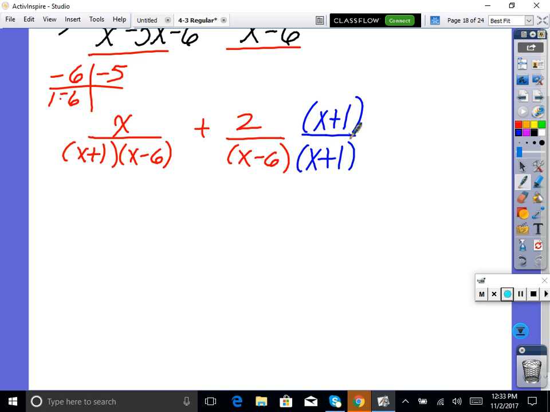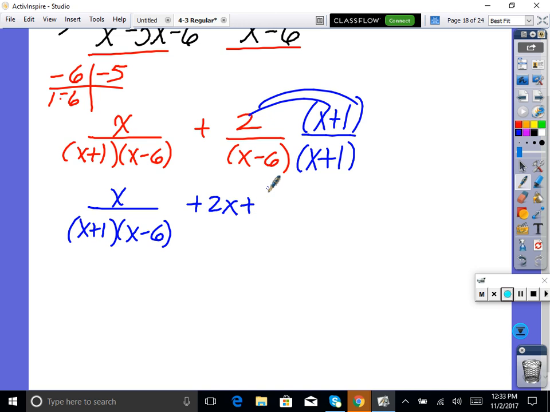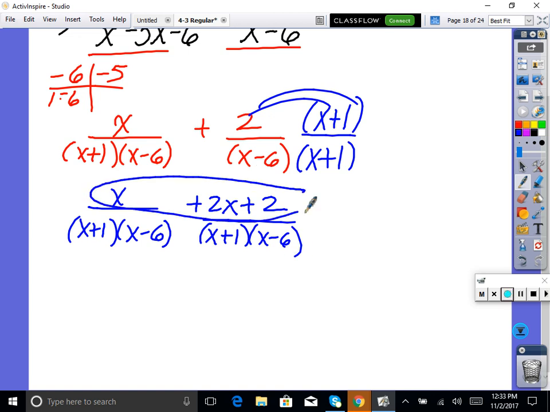Combine the numerator. To combine the numerator, you have to multiply out the numerator. So I have x over (x plus 1)(x minus 6). Don't I multiply this out? Plus 2x plus 2. And that's all over (x plus 1)(x minus 6). Now, we'll combine our numerator. What's x plus 2x? So we have 3x plus 2 on top. On bottom, (x plus 1)(x minus 6).